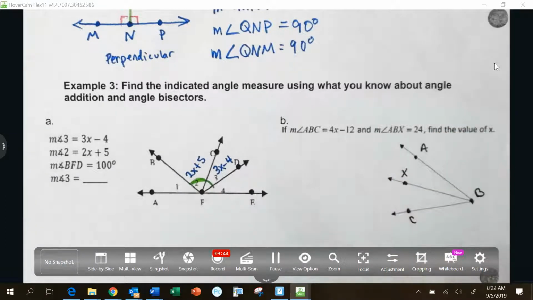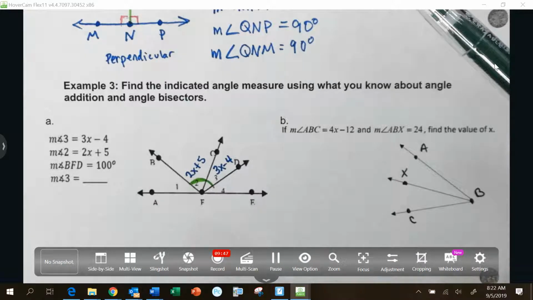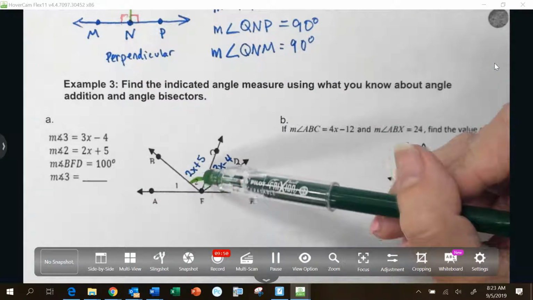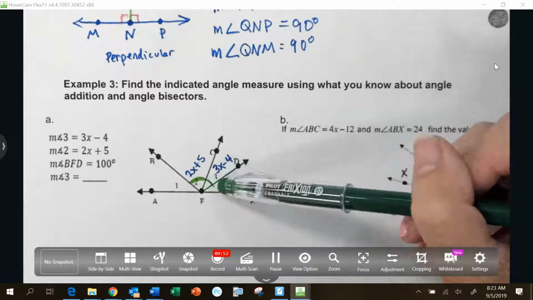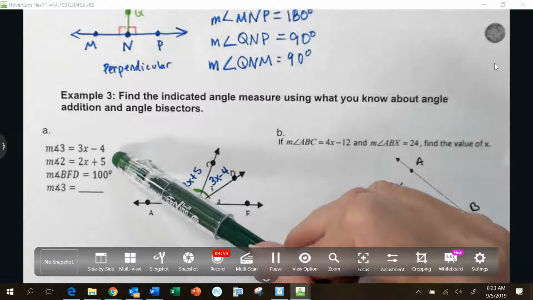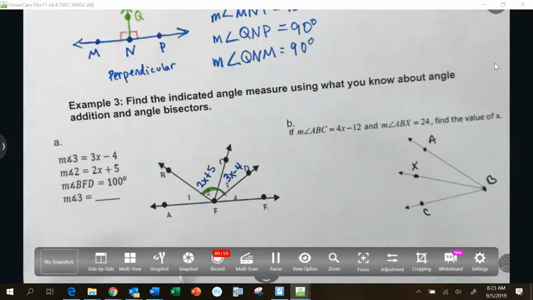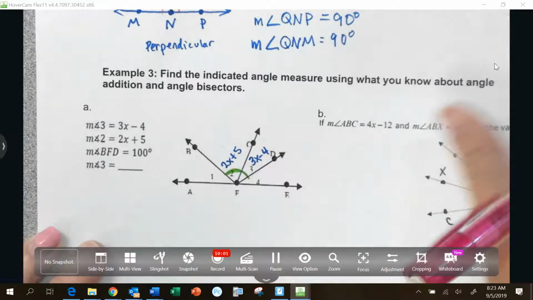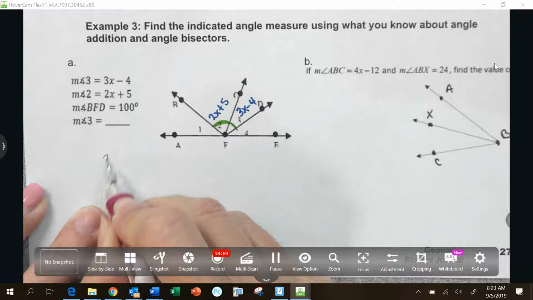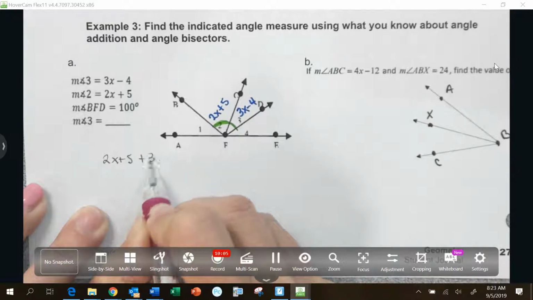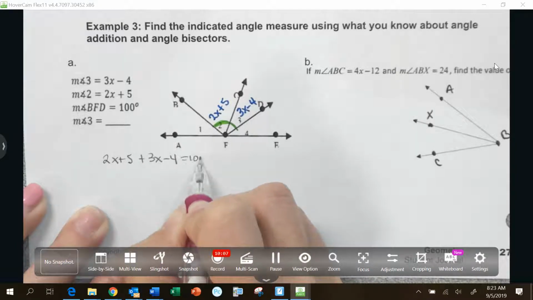David, do you have an idea? Not 180. Do these make a straight line? No. So they're actually equal to 100. Yeah. So 2x plus 3x minus 4 equals 100.